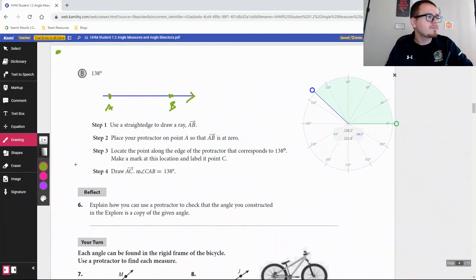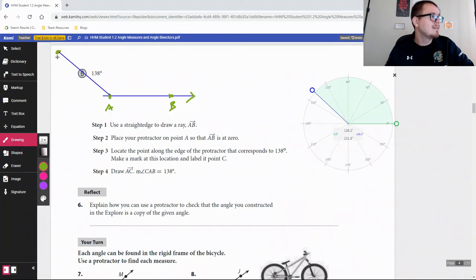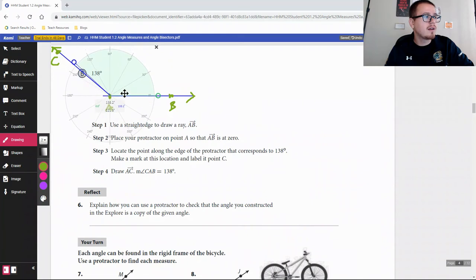Now, I've got to use my straight edge to get that other ray in there. So A to, I'm supposed to label that C. So A to C, that's my ray. And I'm going to extend that out. Now I can use my protractor to double check and verify that I did it right, and it's a little off because I obviously made a mistake.